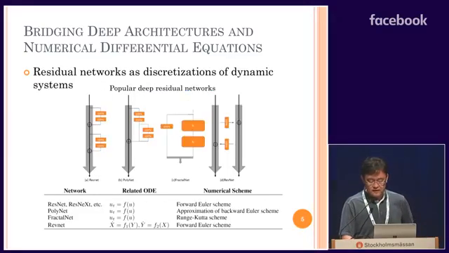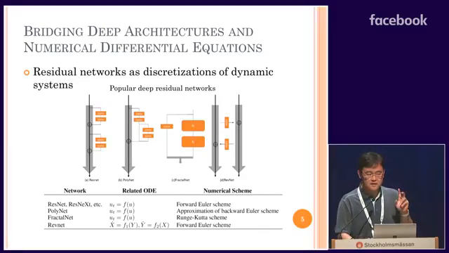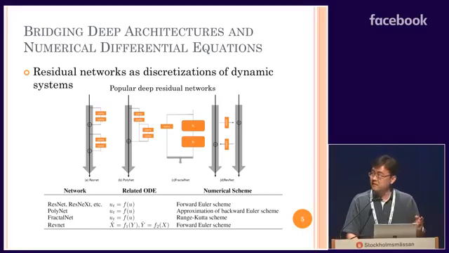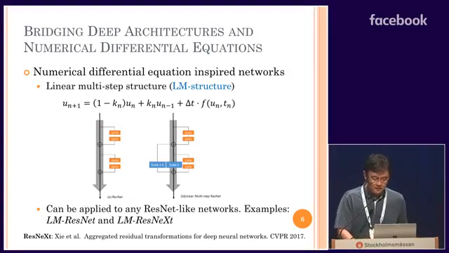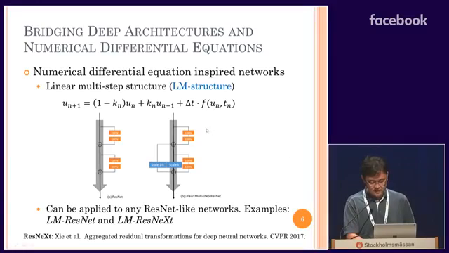If you look at this list and you know numerical ODEs, you will realize that there are generally two types of methods in numerical ODE: the one-step method and the linear multi-step method, and we don't see the linear multi-step method. So we just look at the very simple linear two-step method. We call it the LM structure, which you can apply on any ResNet-like network. At each layer, you simply need to learn a scalar. This is pretty much the scheme, and you can easily write down the architecture.